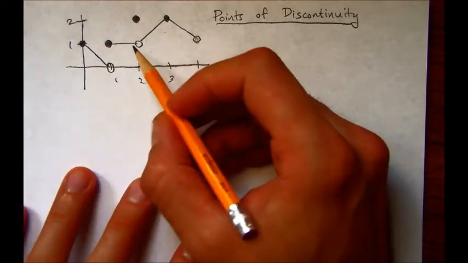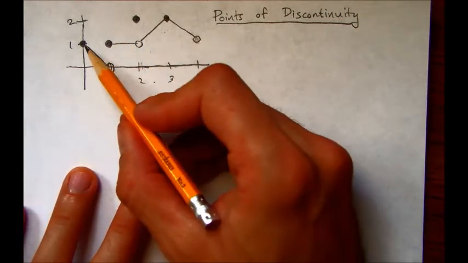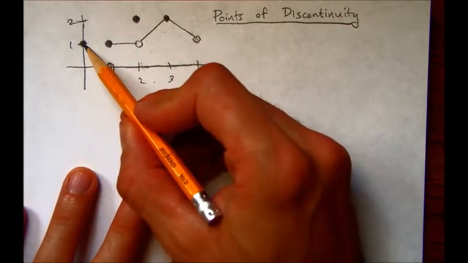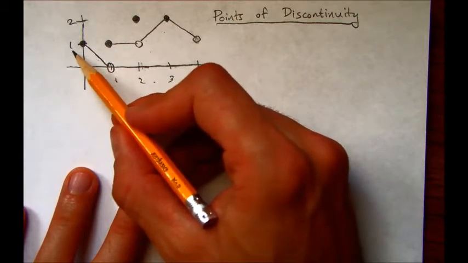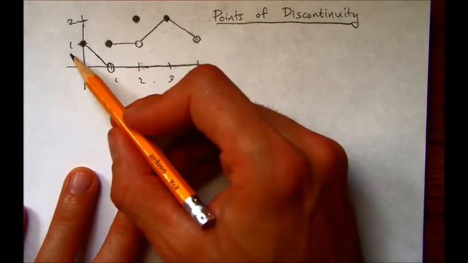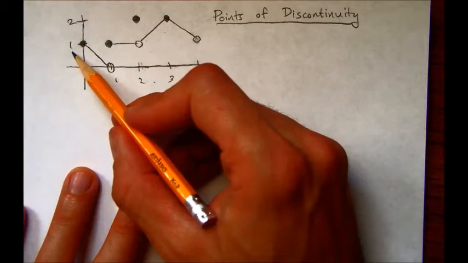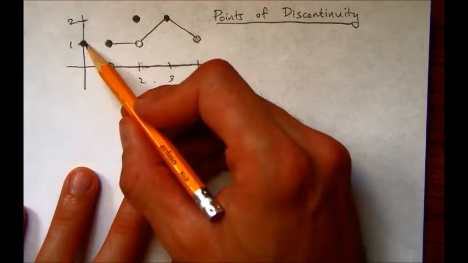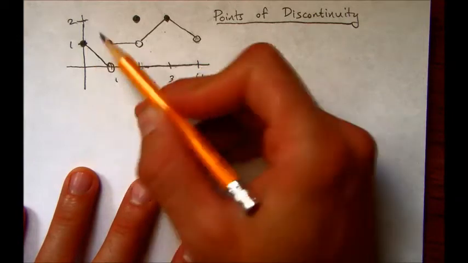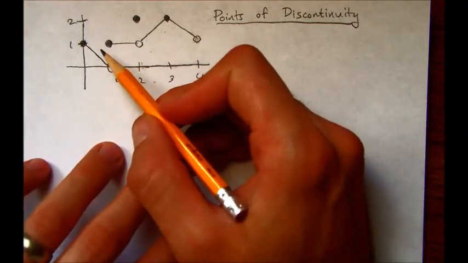So let's see here. This point is considered continuous even though there's nothing on the left side of it. So we were talking about how you can connect smoothly without lifting your pencil to draw the graph. Well, a starting point on a graph is included as a continuous part of the graph.